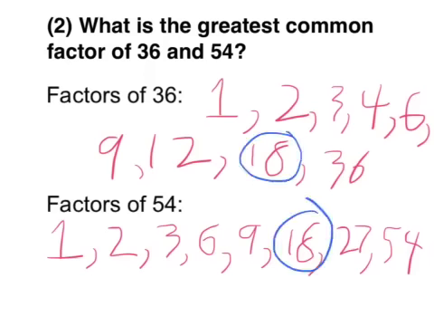So the greatest common factor of 36 and 54 is 18. 18 is the biggest number that goes into both 36 and 54. Hope that's helpful.